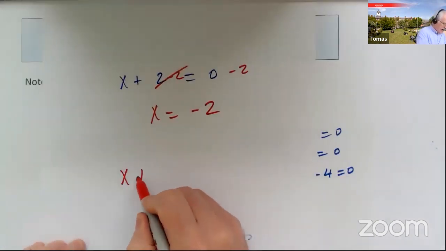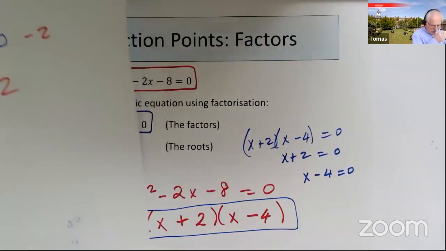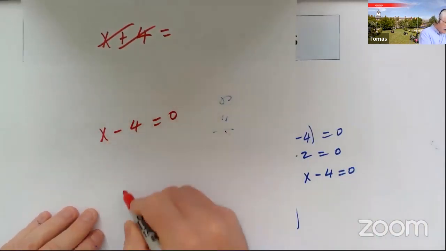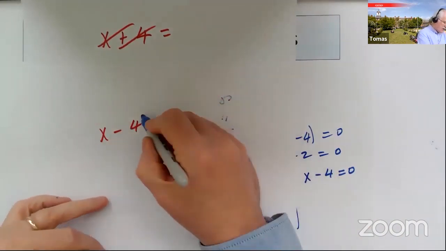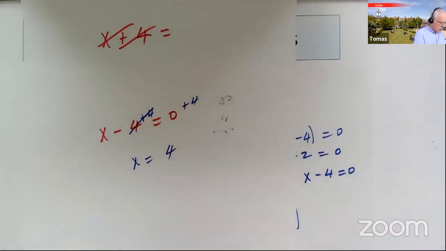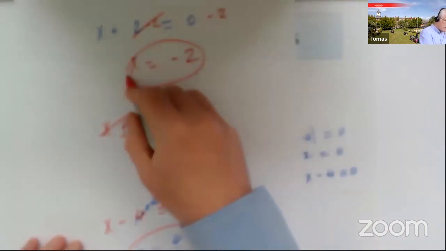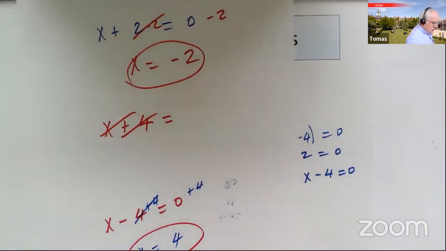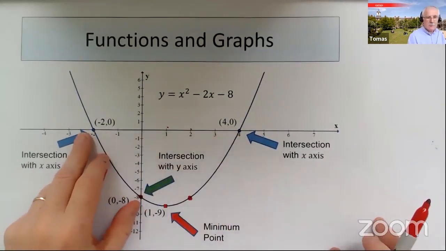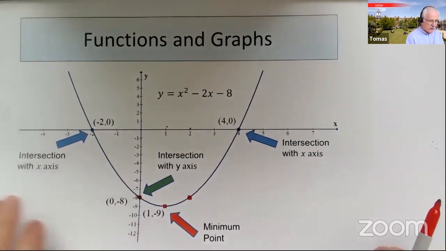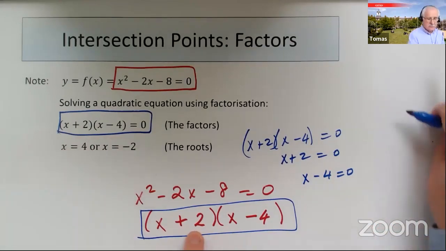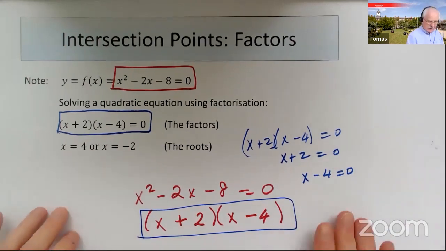And similarly, if x minus 4 is 0, we don't like minus. If we were to add a plus here on both sides, we'd get x equals 4. So it looks like when x is 4 or when x is minus 2, it intersects the x-axis at 4 or at minus 2. So that's great. That looks like we're right on that. So for people who remember those, that's fine. You've got the answer. You did it nicely.